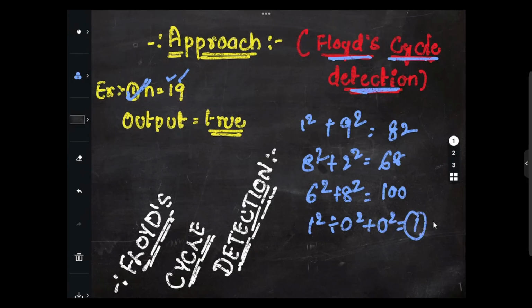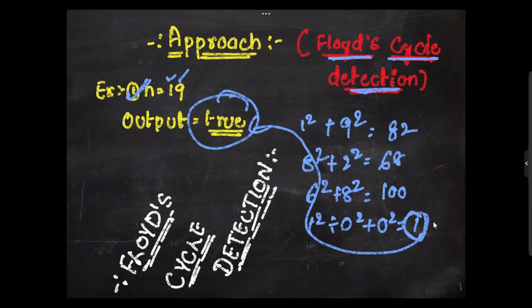As it led to 1, we have to return true in this case. Only if it leads to 1 do we return true, else we return false. So in this case, squaring the numbers repeatedly has led to 1, so we return true. We got the output true, which is the boolean value they have given for the output.